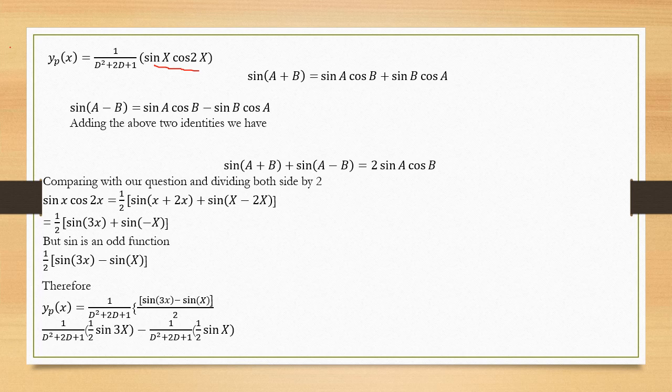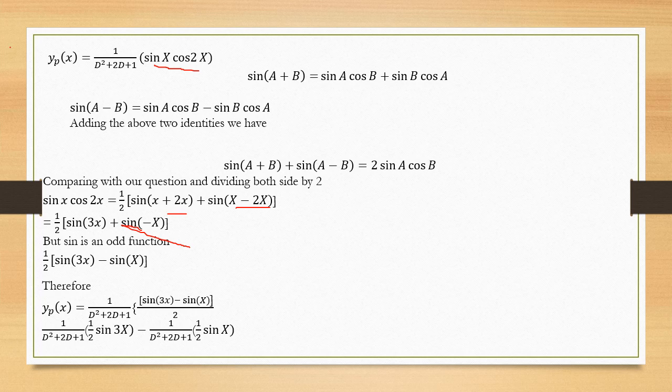So if you compare and then write this one, then it will be sine x cos 2x will be a half into sine of x plus 2x plus sine of x minus 2x. If you work out inside what is here in bracket, we have a half of sine of 3x plus sine of negative x.